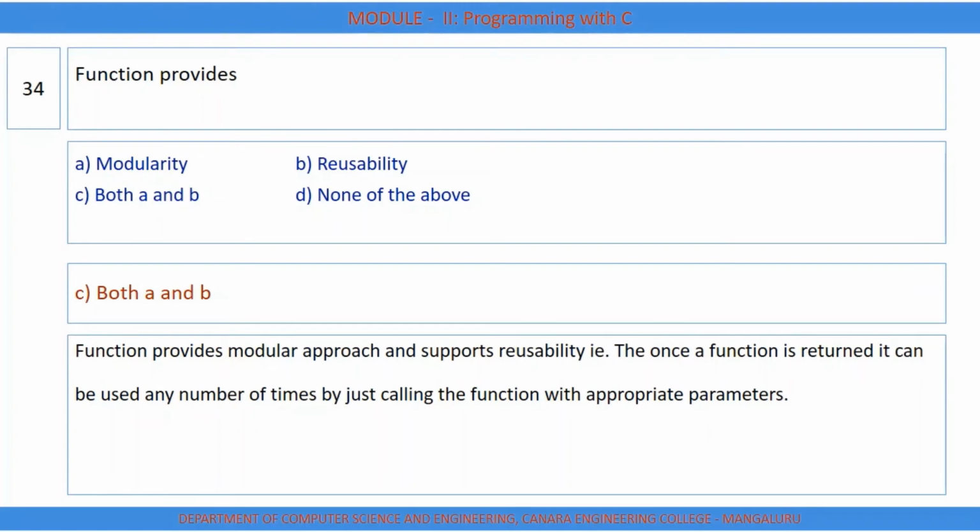Function provides option A, modularity, option B, reusability, option C, both A and B, option D, none of the above. Answer is option C, both A and B, because function supports both modularity as well as reusability.